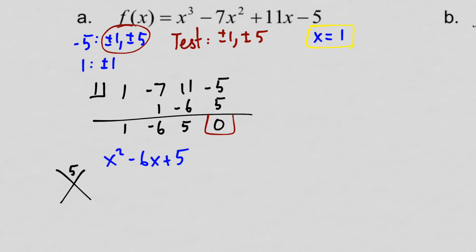1 times 5 is 5, b is -6. I need two numbers that multiply to make 5 but add up to make -6. 2 and 3, -2 and -3, right? -2 times -3 is, no, that doesn't make sense. Let's erase those. Those are completely off.